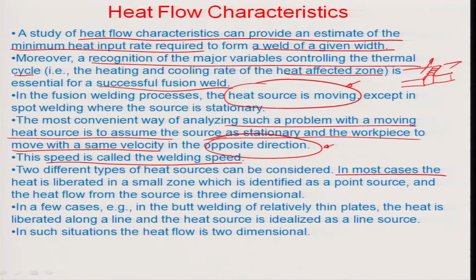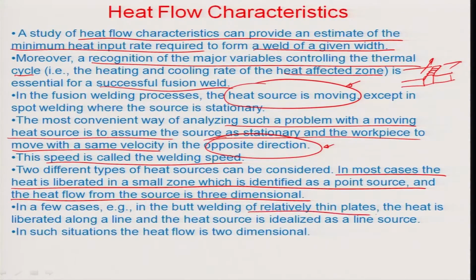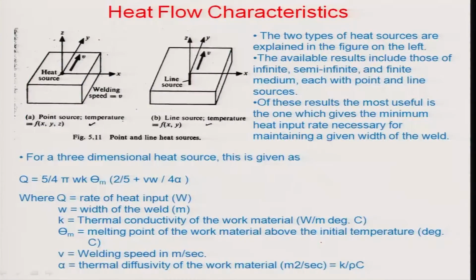So, two different types of heat sources can be considered. In most cases, the heat is liberated in a small zone which is identified as a point source, and the heat flow from the source is 3-dimensional. In a few cases, in a butt welding of relatively thin plates, the heat is liberated along a line and the heat source is idealized as a line source. So, in such a situation, the heat flow is typically 2-dimensional, and we would like to just simply give you the heat transfer model without getting into the details here.